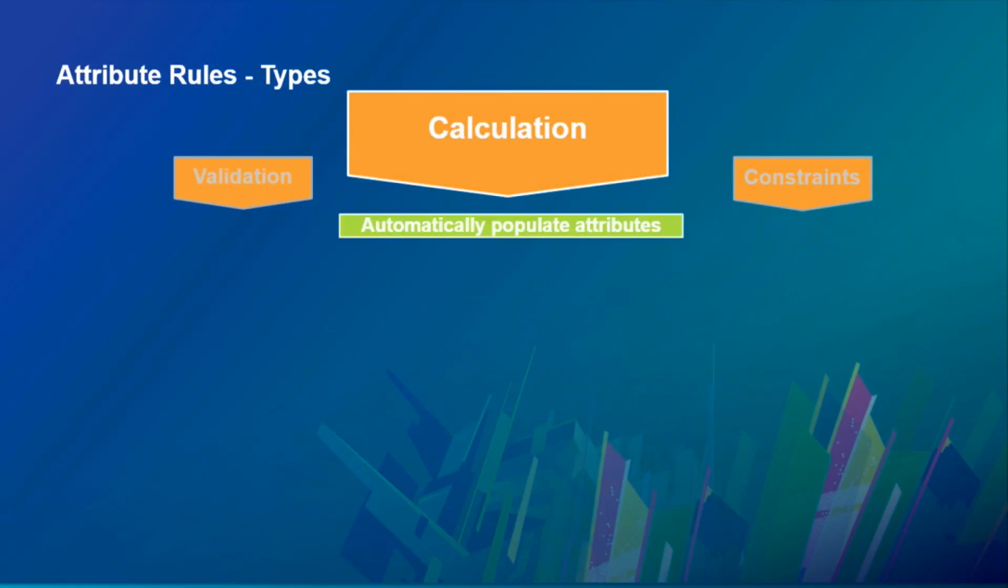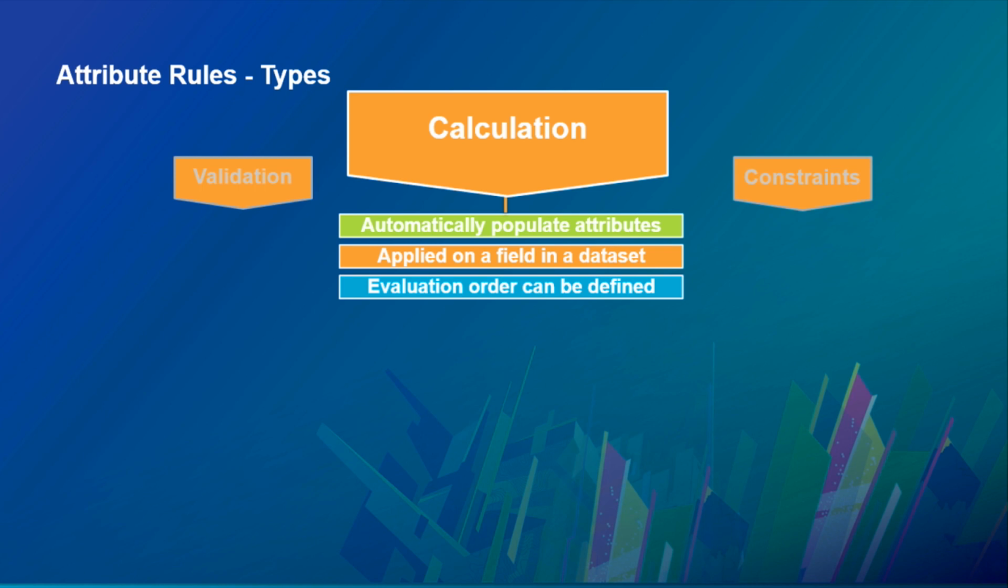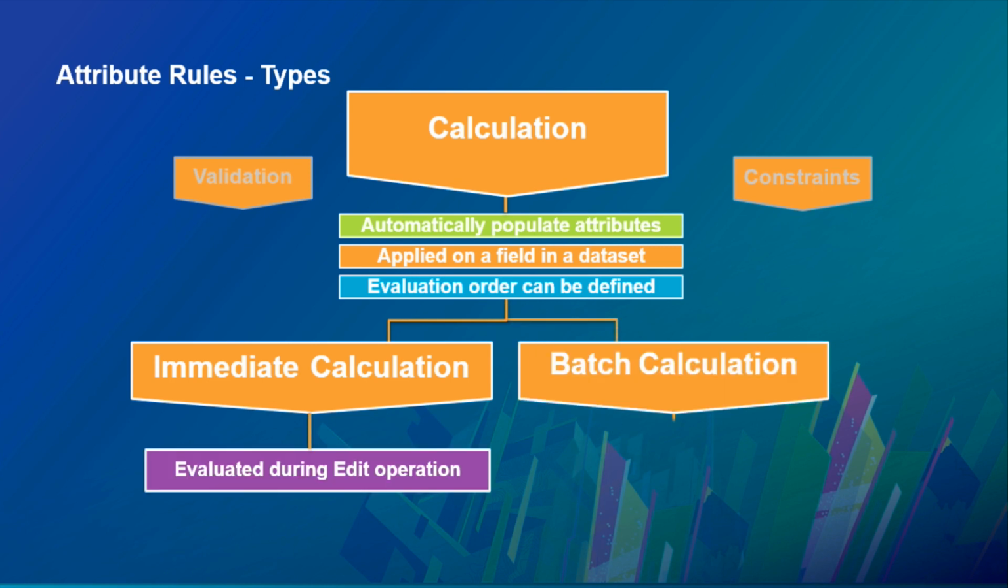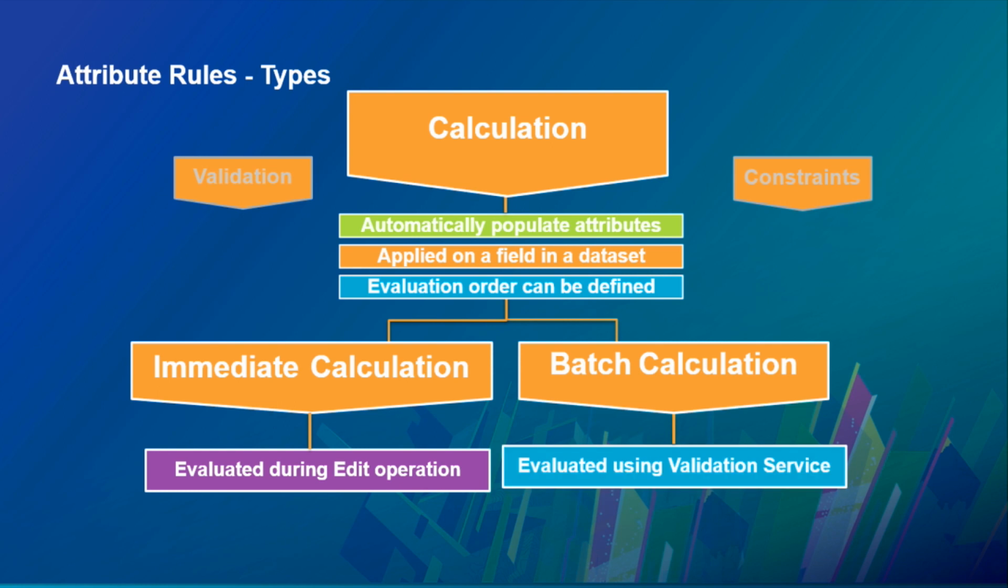So calculation rules allow you to auto-populate values into a table. They are applied generally to a field or a bunch of fields in the data set. Within those calculation rules, you can define various orders, so you can calculate a bunch of fields or a field based on multiple criteria. And then, as I said, there is an immediate calculation rule which basically runs during the edit process, and then there is the batch calculation which runs using the same validation service.